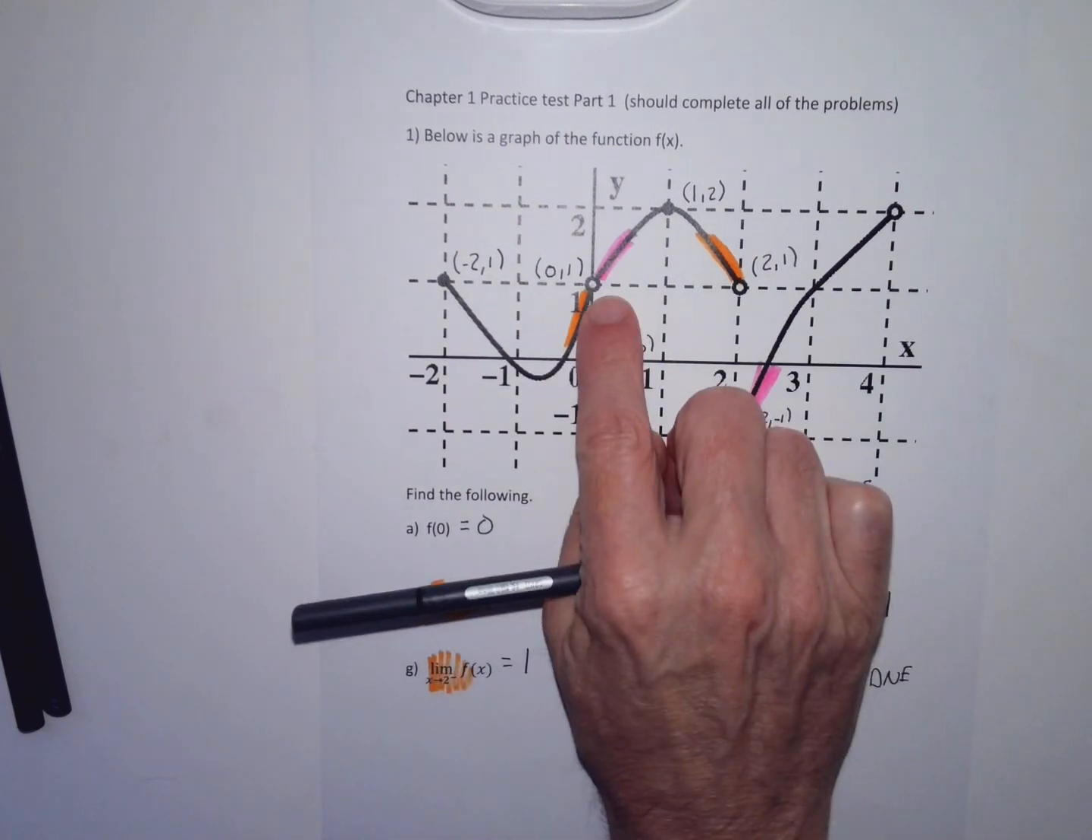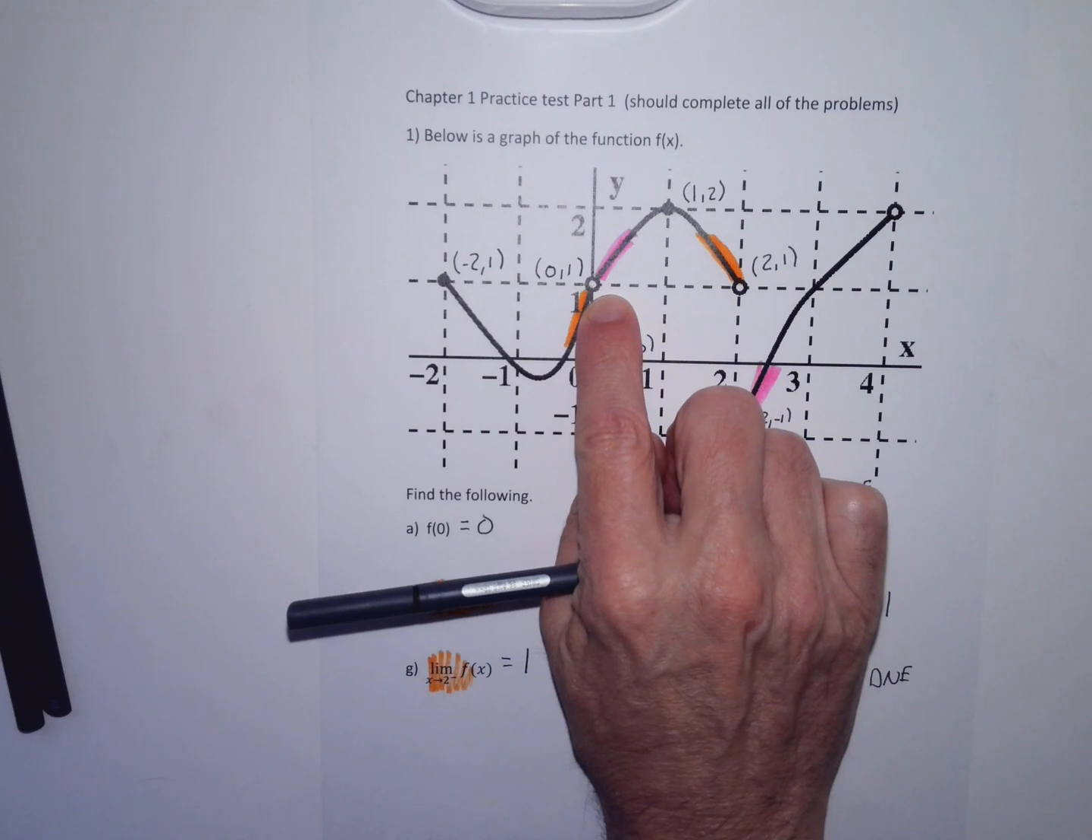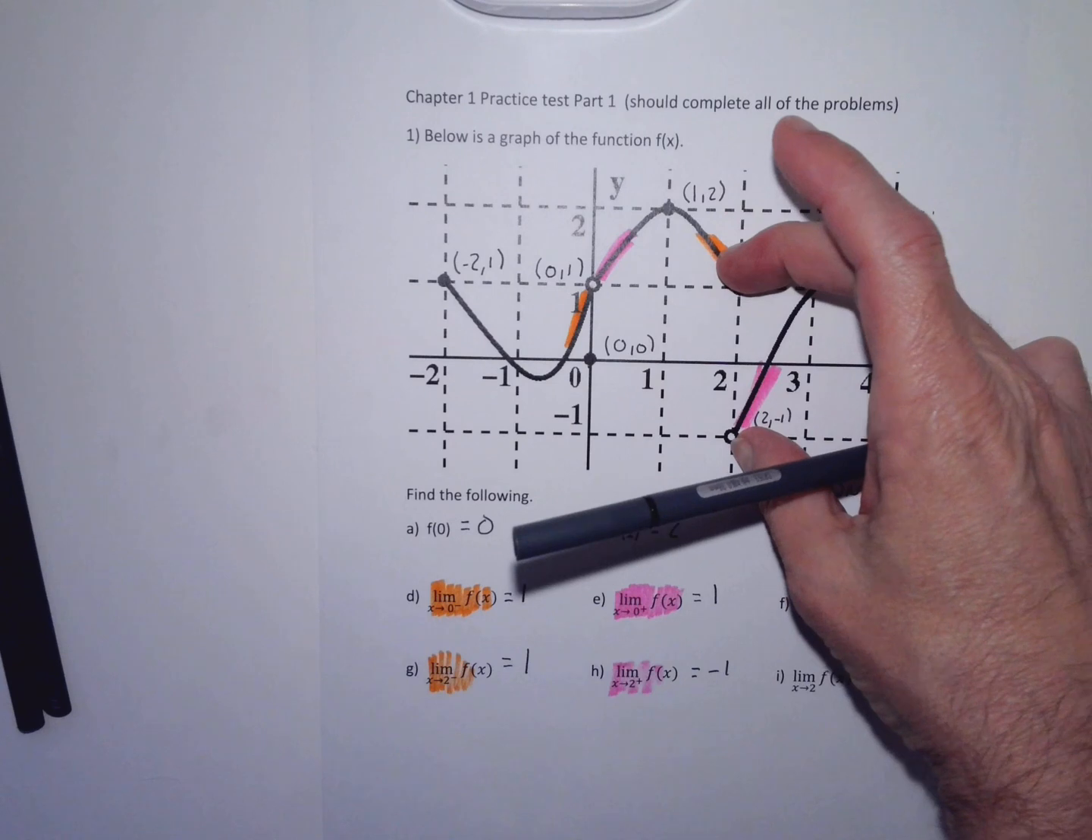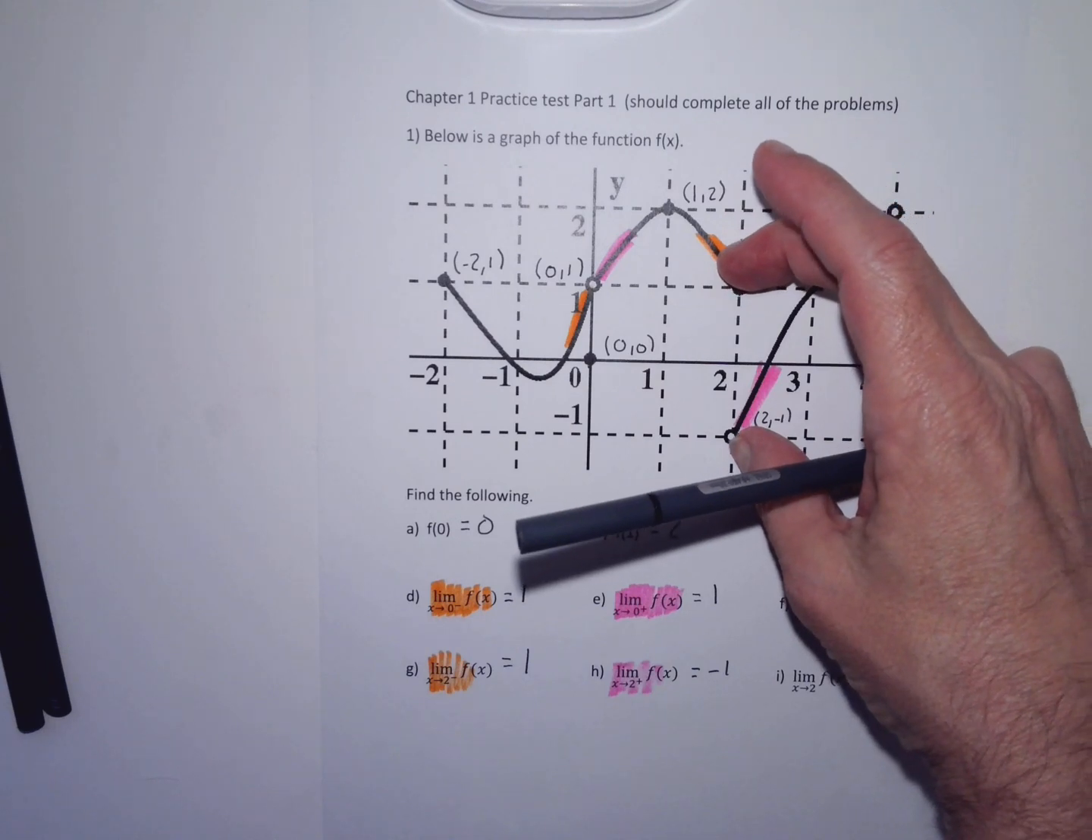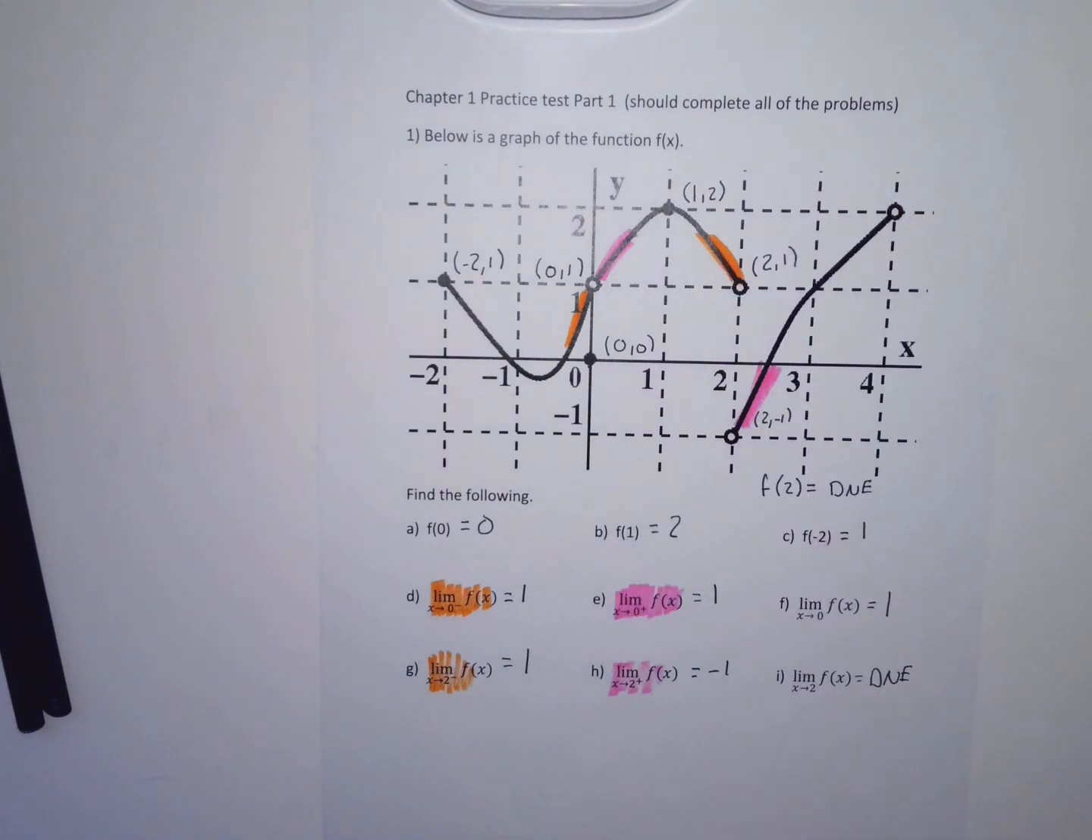So holes are okay. With holes, the left-hand limit and the right-hand limit will be the same. Jumps, the left-hand limit and the right-hand limit will be different. And when the left-hand limit and the right-hand limit are different, then the two-sided limit, the limit without the little minus or plus sign, doesn't exist.